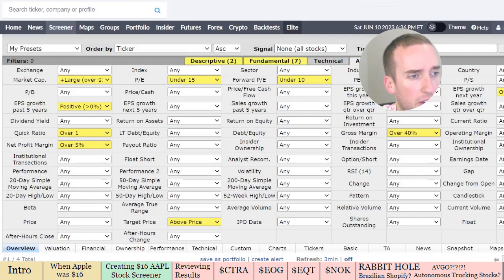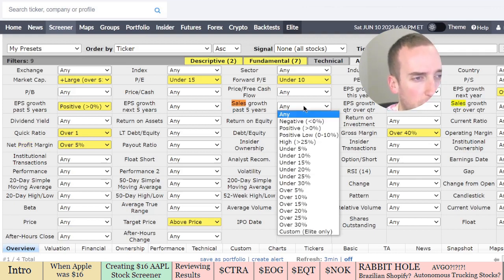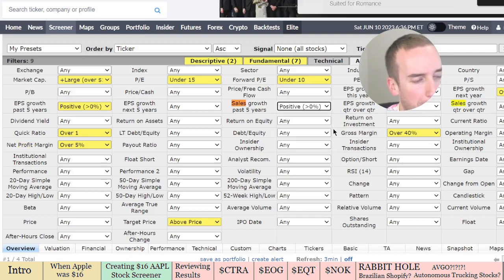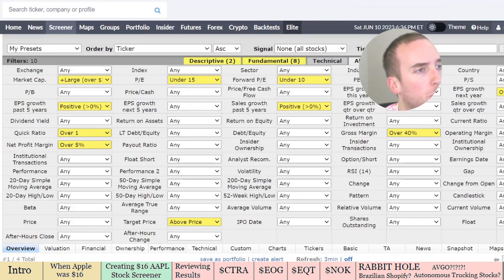Earnings sales past 5 years. Let's do positive as well. Sales growth past 5 years positive. Are we going to remove a stock or two here? Nope, still 4 stocks.